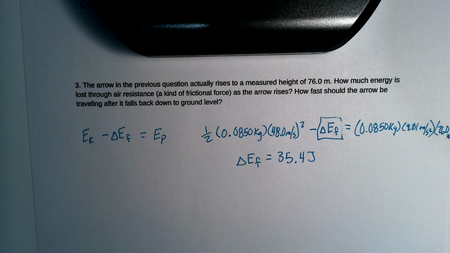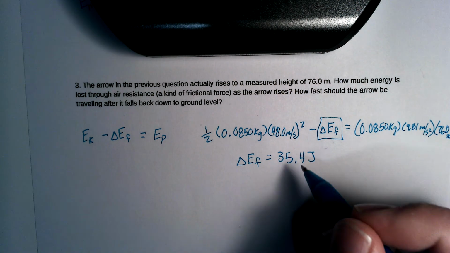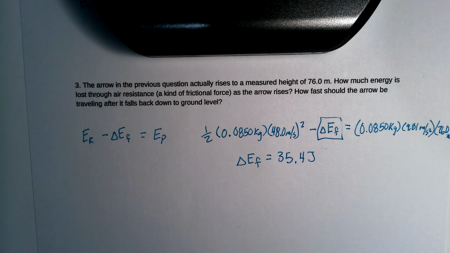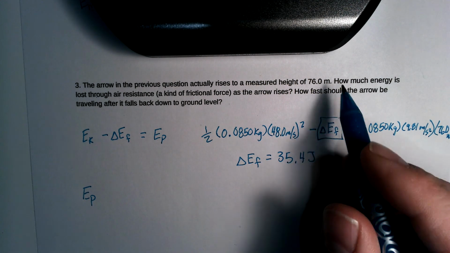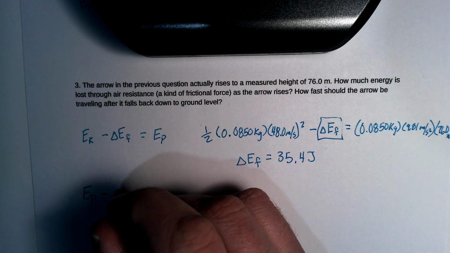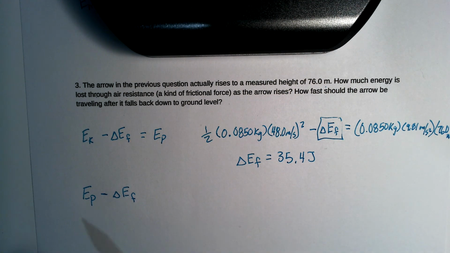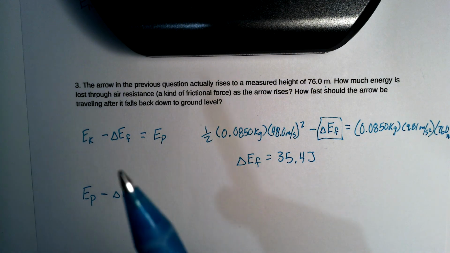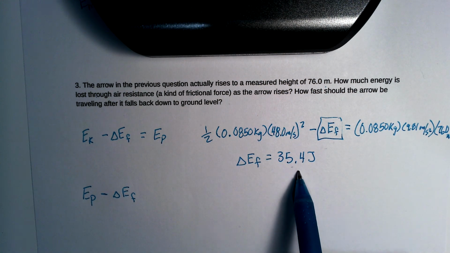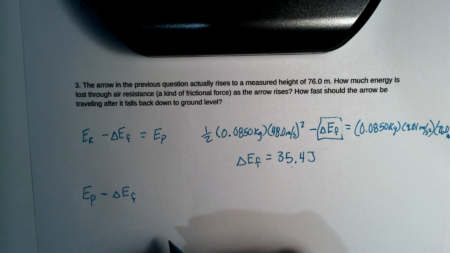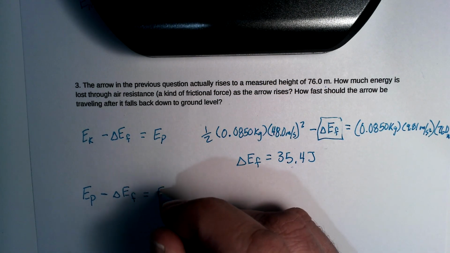To find the speed on its way back down, we have to note that the arrow will lose an additional 35.4 joules as it falls back down to the ground. So it will use the highest point to start with. Our EP initially will be from that highest point, the 76 meters. But now it's going to lose that energy due to air resistance as it comes back down. We're assuming that the same amount of air resistance will act on it going down as acted on it going up. And then that's going to equal our final EK.